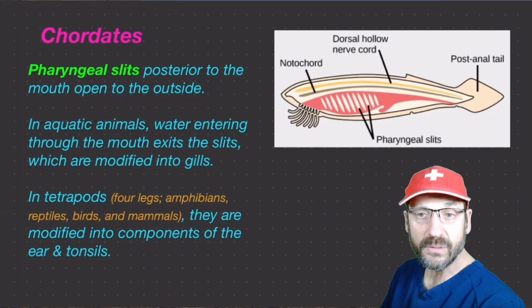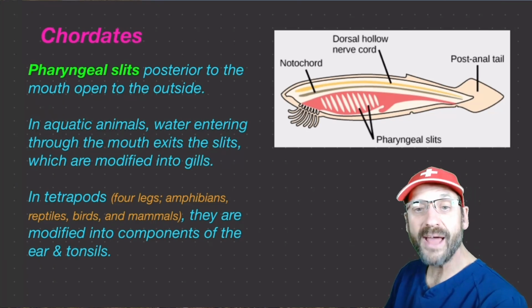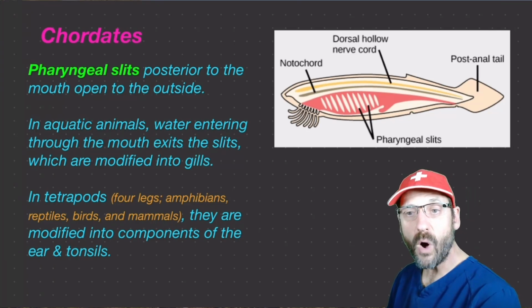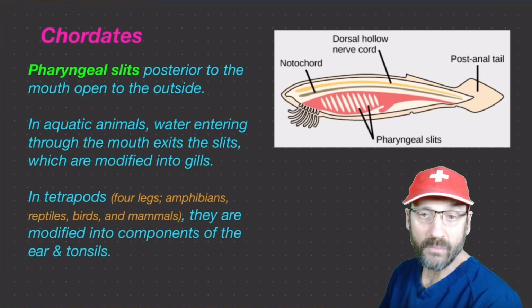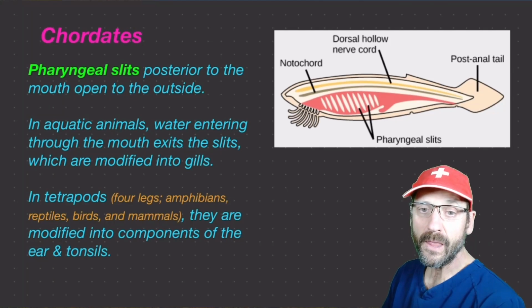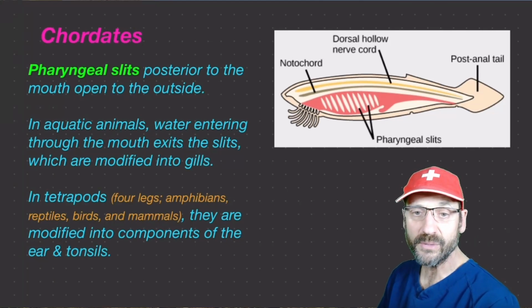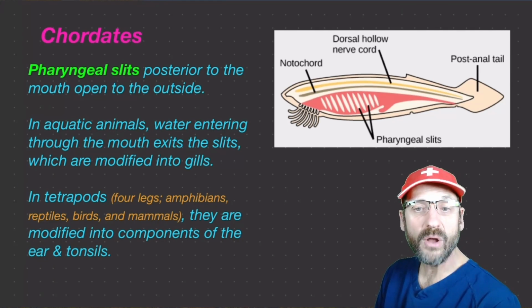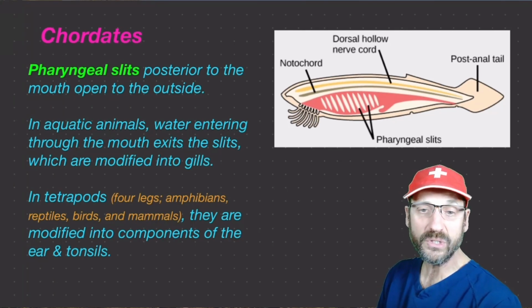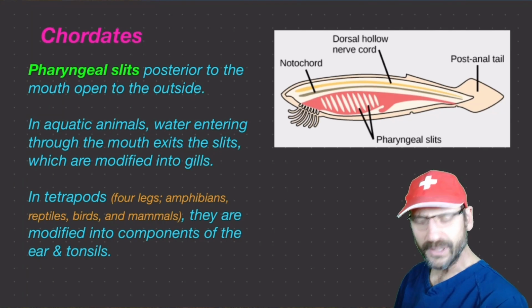Pharyngeal slits posterior to the mouth open to the outside. In aquatic animals, water entering through the mouth exits the slits, which are modified into gills. And in tetrapods, the four-legged animals, the amphibians, the reptiles, the birds, and the mammals, and yes, the birds are in there, they are modified into components of the ear and tonsils. Now that's interesting, isn't it?